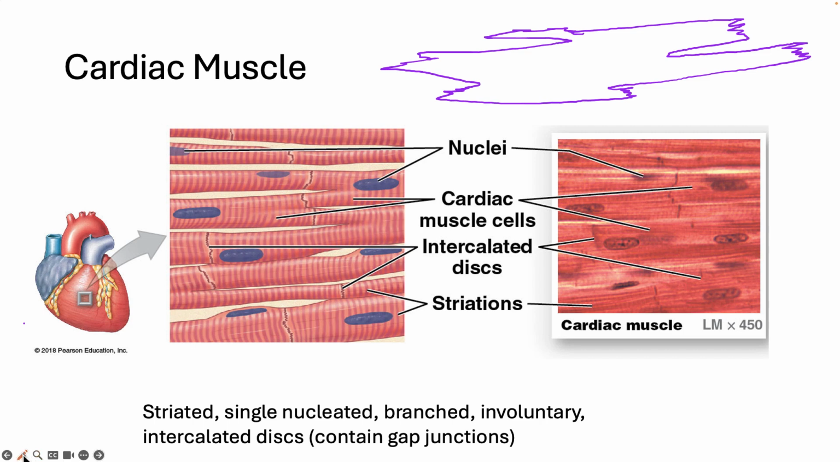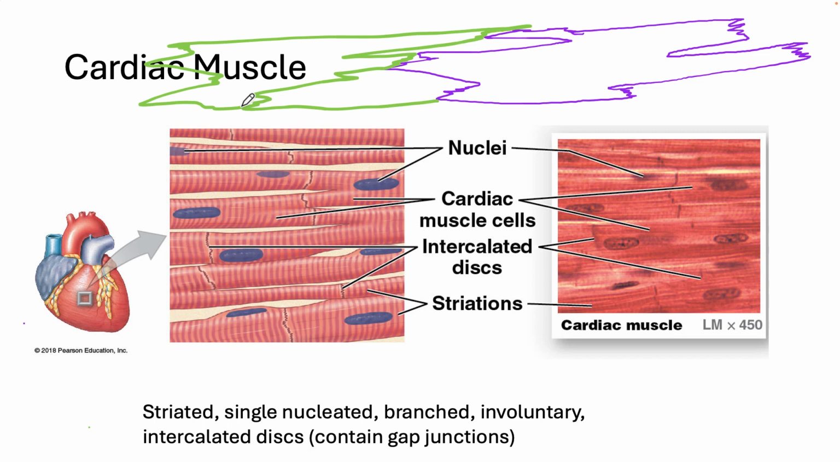And if I were to draw another one in a different color, it would interact with this one like so. They contain special intercellular junctions called intercalated discs between where two cells meet. So you would have an intercalated disc here. You can see them on the drawing. Where two cells meet, you have an intercalated disc, and those contain gap junctions.